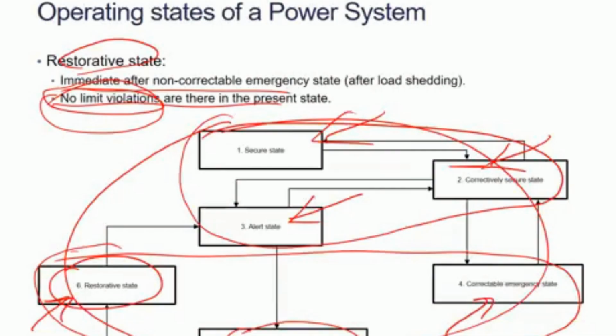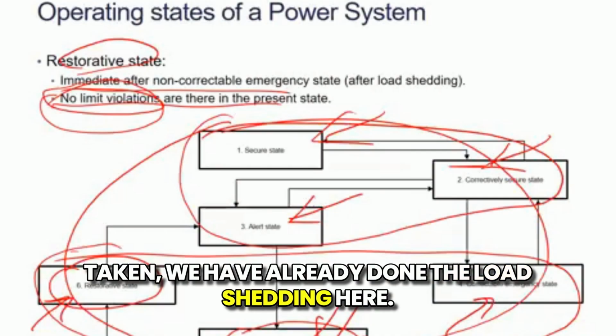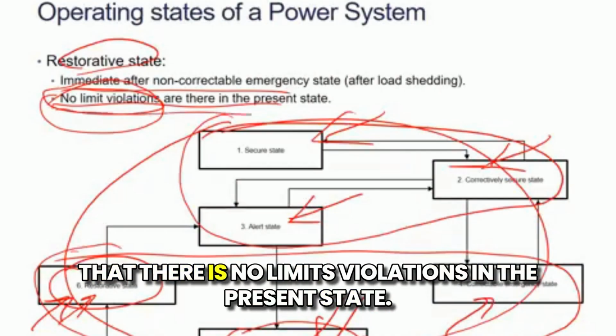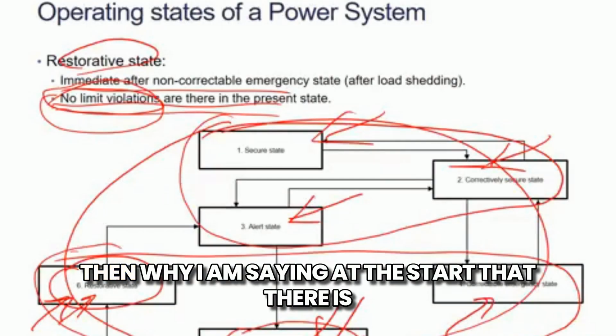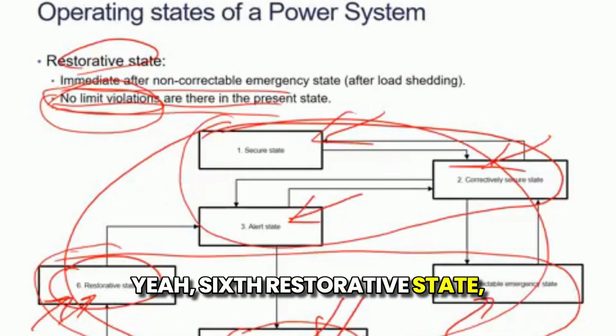So initially there will be a limit violation. No, at the present, because we have already done the load shedding here. So now we are here at the sixth state, and we are saying that there is no limit violation in the present state. Then why am I saying at the start that there is a limit violation in the sixth, or sixth restorative state?